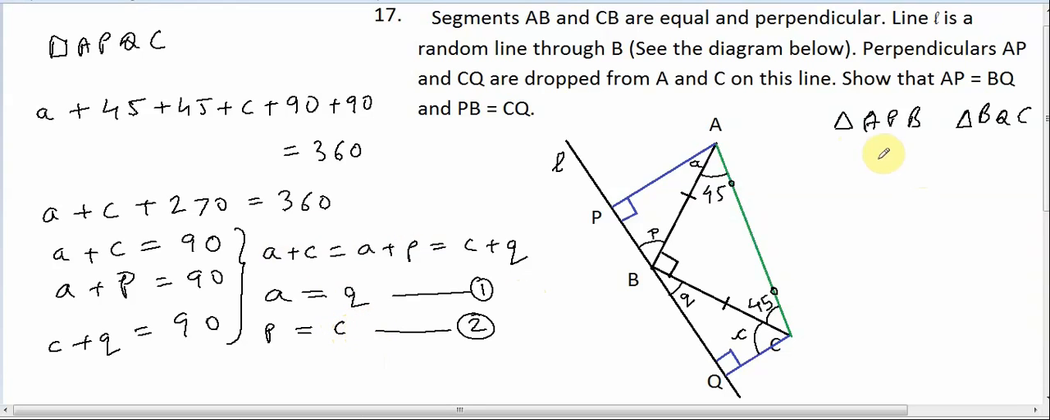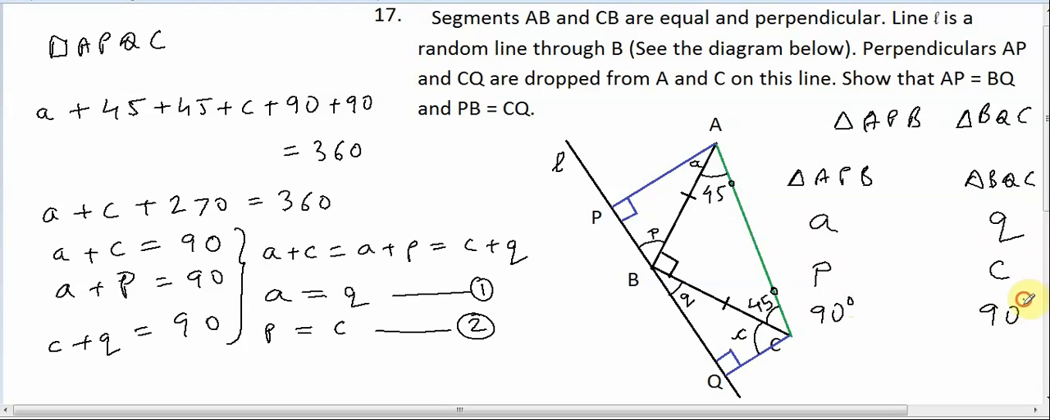So in triangle APB and triangle BQC, we have angle A is equal to angle Q and angle P is equal to angle C, and the third angle on both the triangles is 90 degrees. So 90 degrees is equal to 90 degrees. So all the three angles are equal.